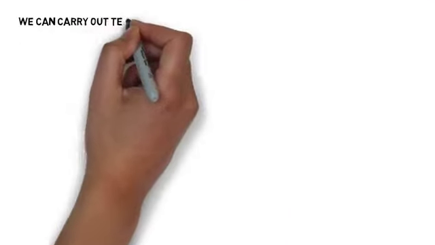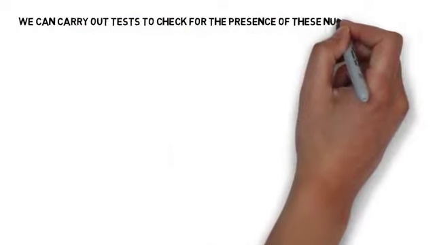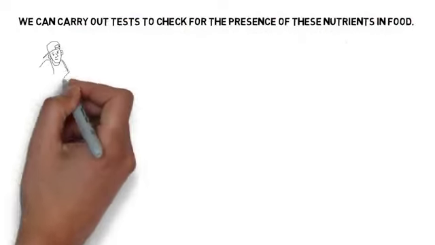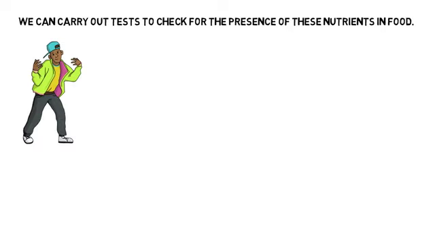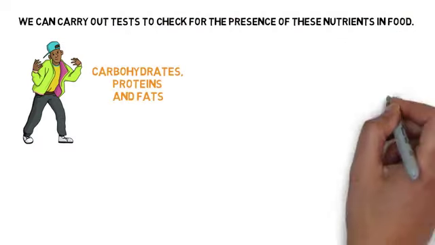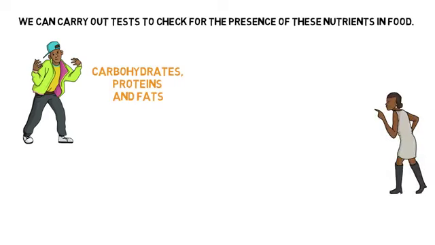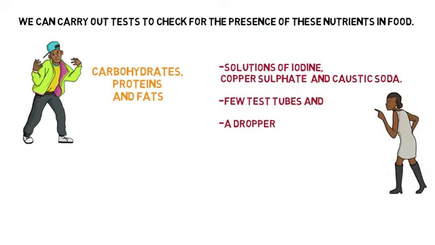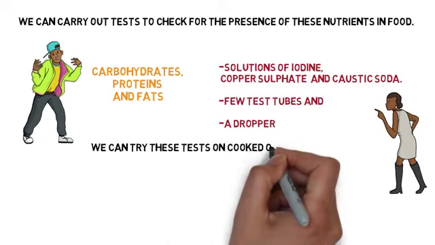We can carry out tests to check for the presence of these nutrients in food. We can easily test for the presence of carbohydrates, proteins, and fats. We need the following materials for carrying out the test: solutions of iodine, copper sulfate, and caustic soda, few test tubes, and a dropper. We can try these tests on cooked or raw food items.